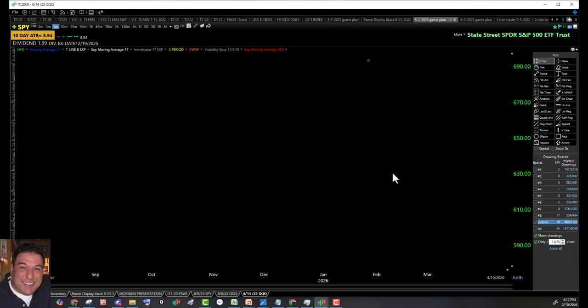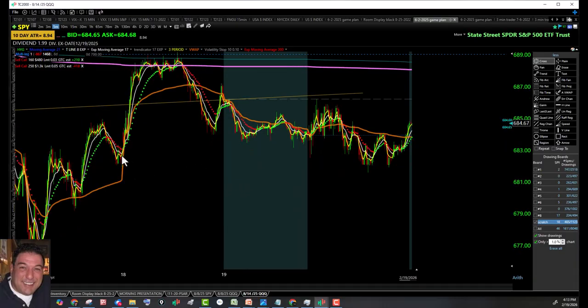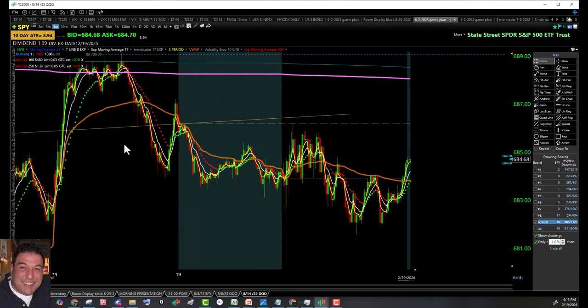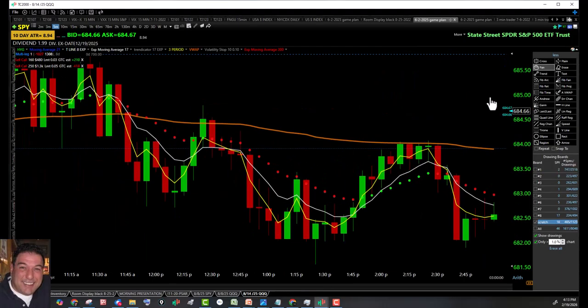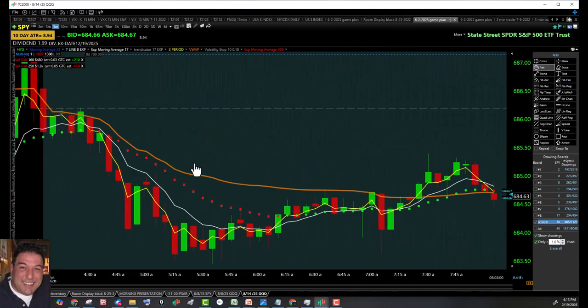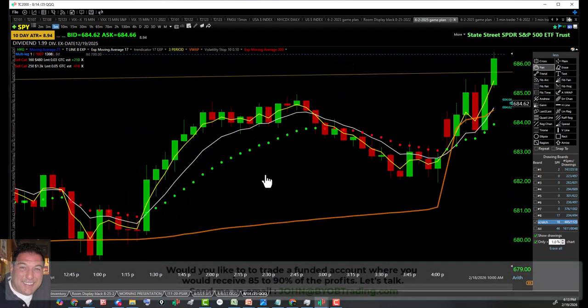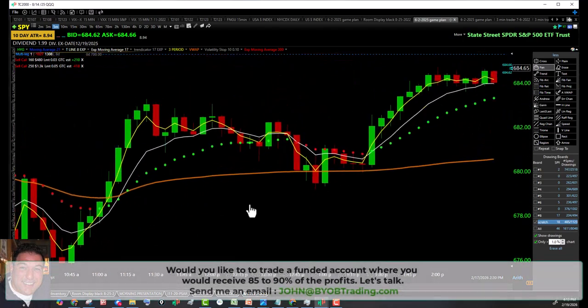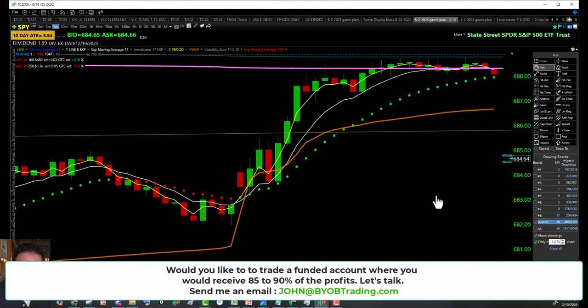All right, because to explain it, I got to kind of go back over here. So yesterday, okay, we missed gap fill. Yesterday, gap fill would have been right here.